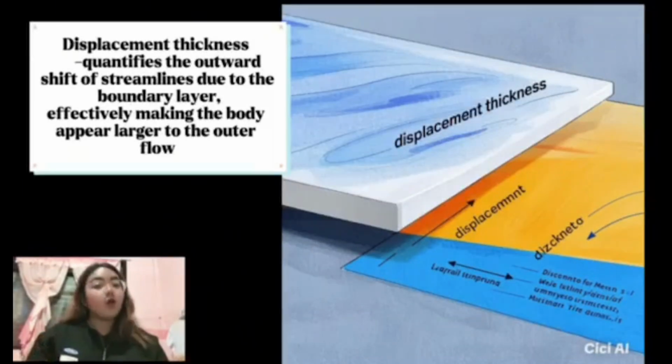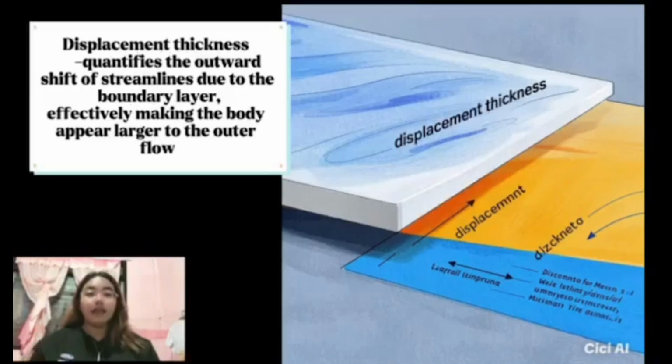Displacement thickness quantifies the outward shift of streamlines due to the boundary layer, effectively making the body appear larger to the outer flow. So, it means the displacement thickness is the imaginary distance by which the outer flow streamlines would have to be displaced outwards to compensate for the reduced mass flow rate within the boundary layer. It represents the thickness of the fluid layer that would have been present if the boundary layer wasn't there.